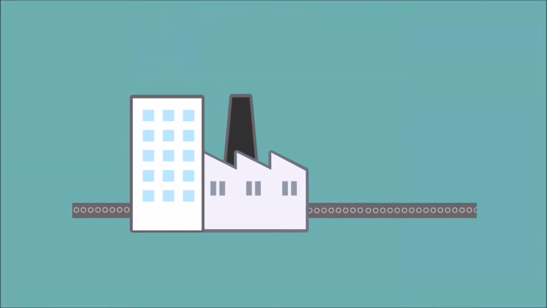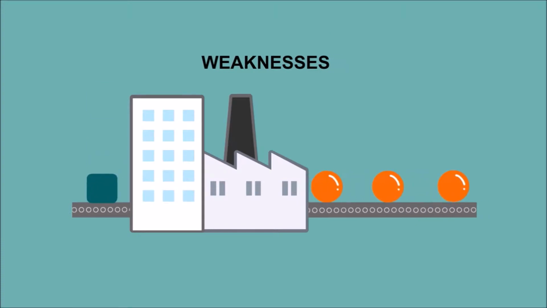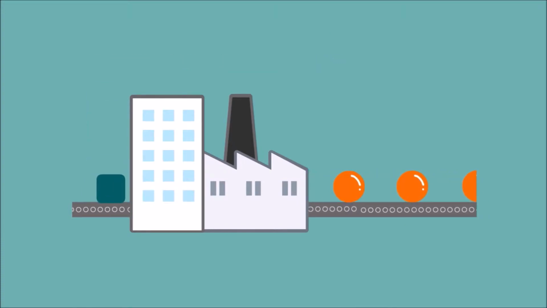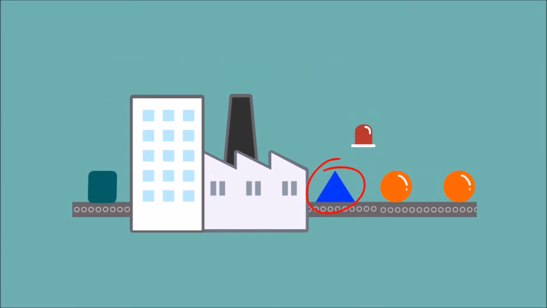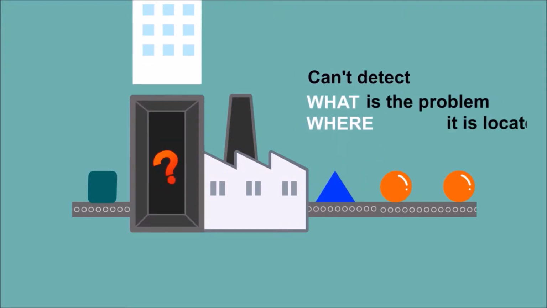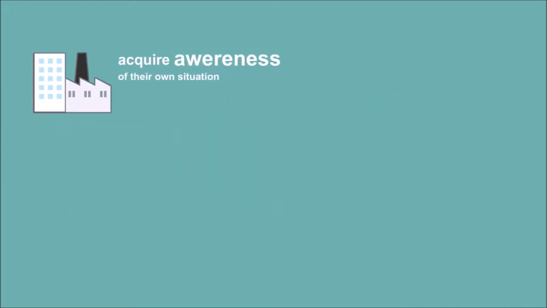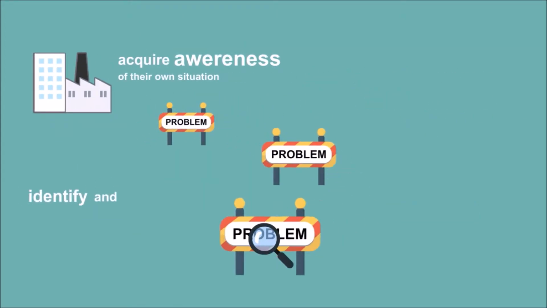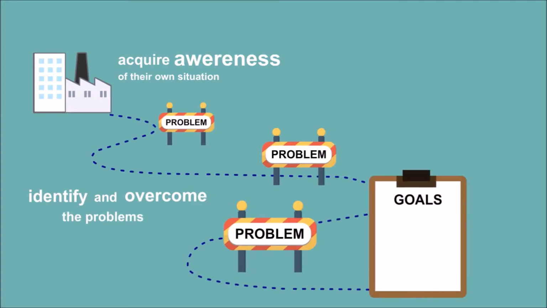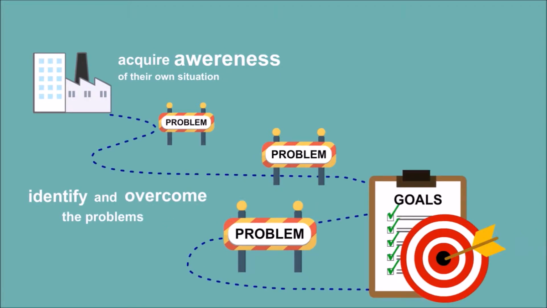Companies often operate in their business without being aware of their strengths and weaknesses. Moreover, when problems occur and things start to go wrong, companies aren't able to detect what the exact problem is and where it is located. Acquiring awareness of their own situation can allow them to identify the problems, overcome them, and after that, set their goals and make them real.